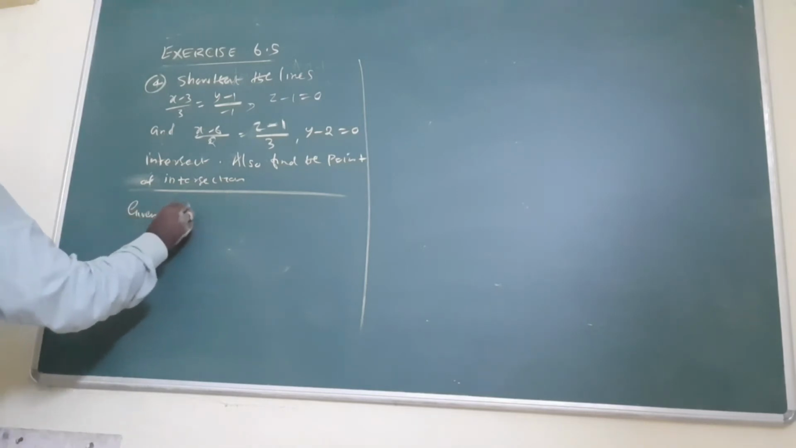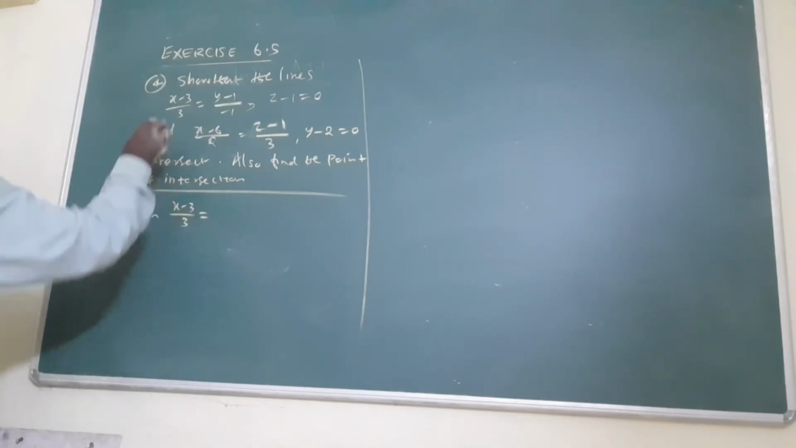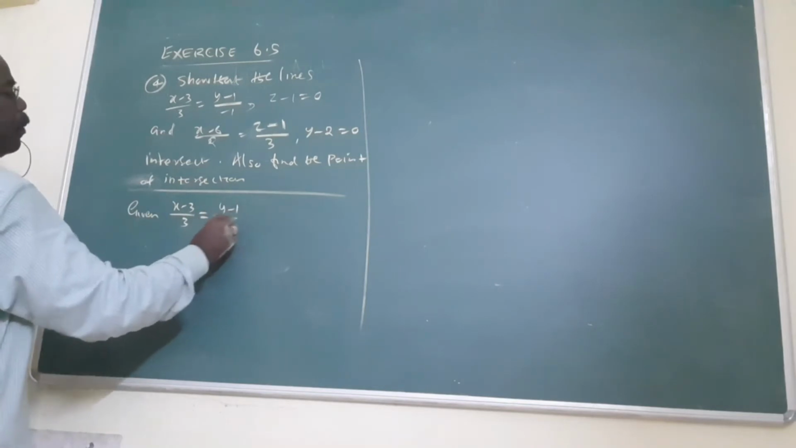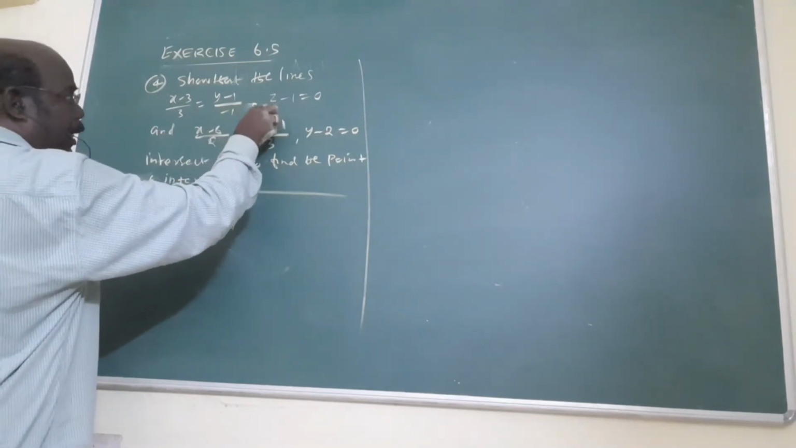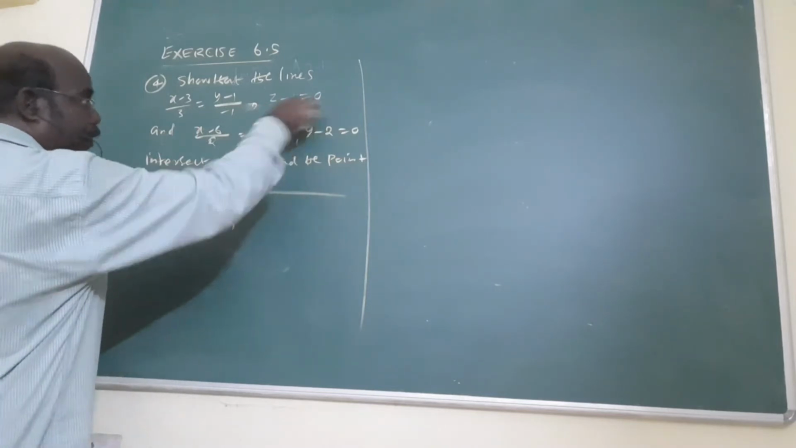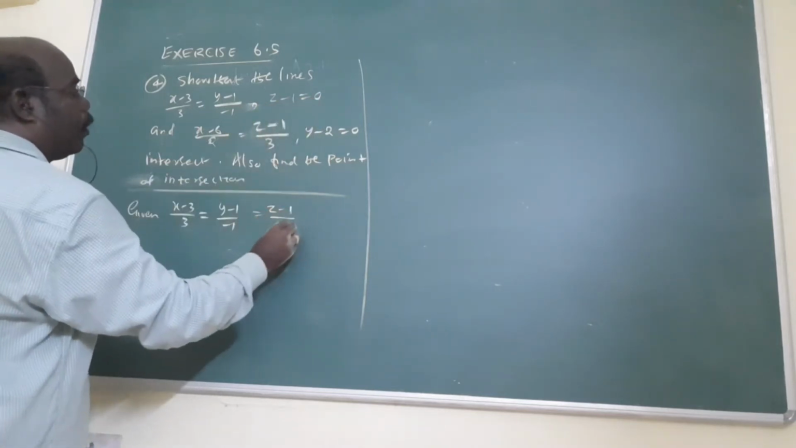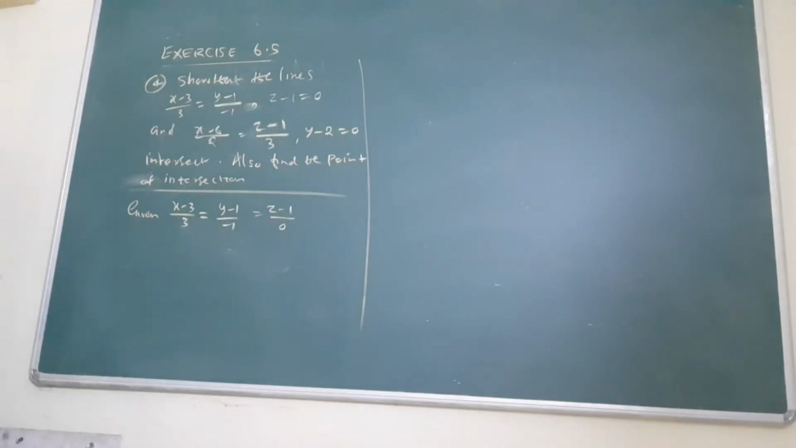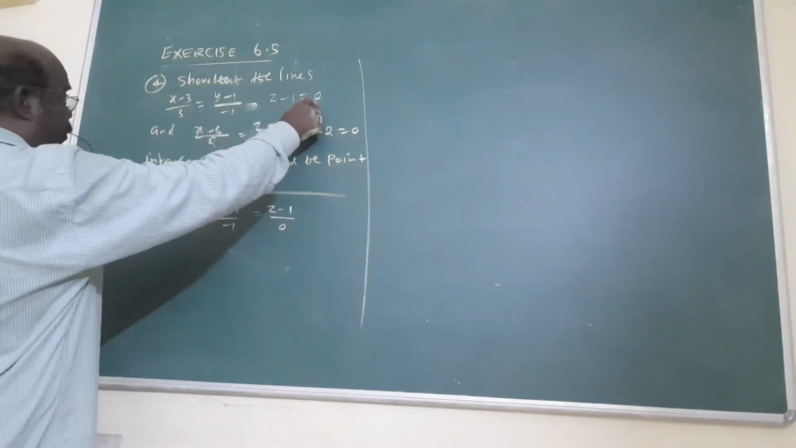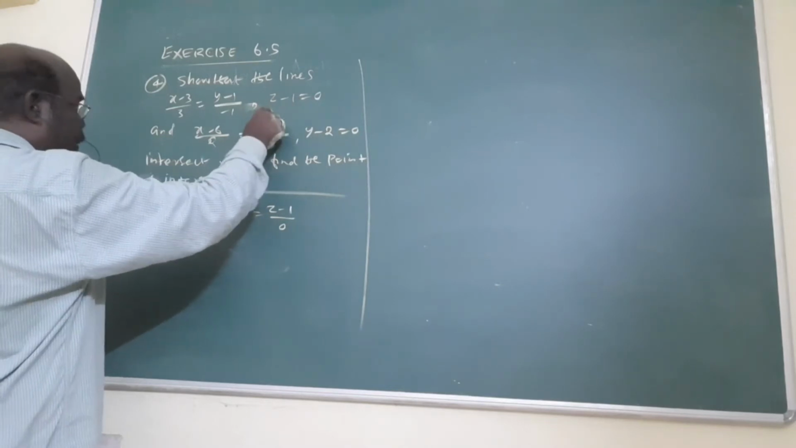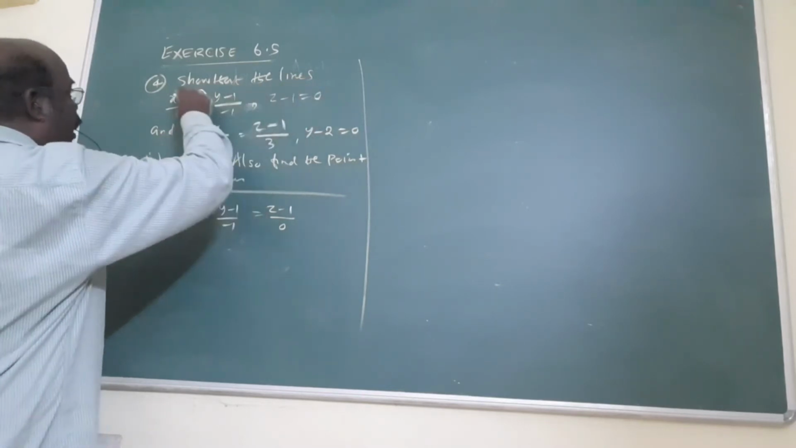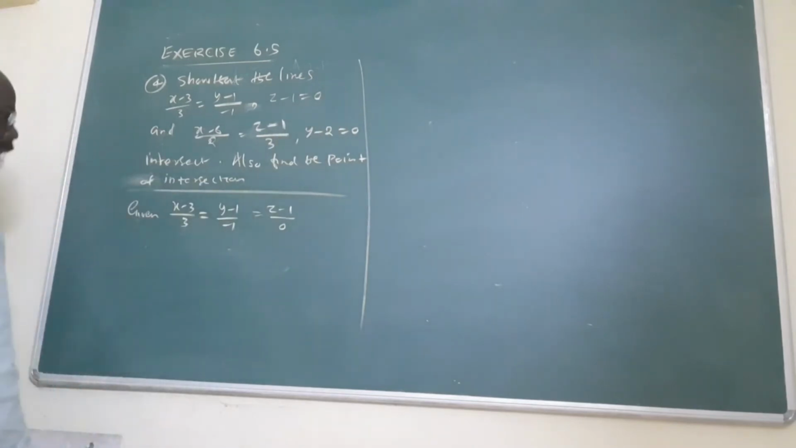Now, what is given? This is x minus 3 by 3 equal to y minus 1 by minus 1, comma, z minus 1 divided by 0. That is, the ratio will be equal. That's important. The equal to 0 is given. That means what? Cross multiply. Z minus 1 by 0 equal to 1 actually. The ratio will be equal.